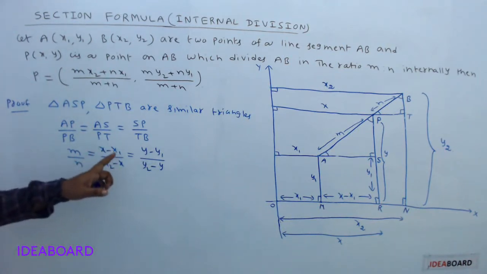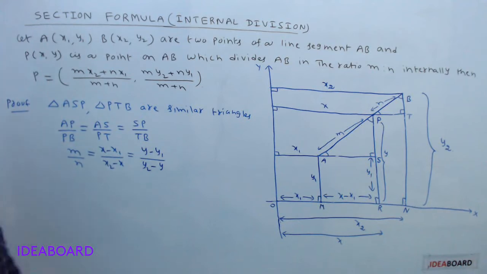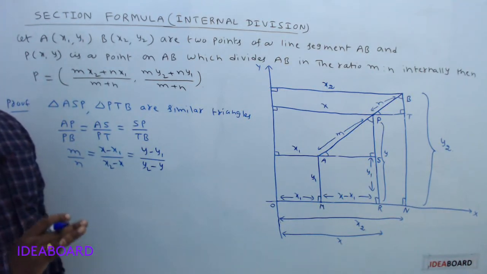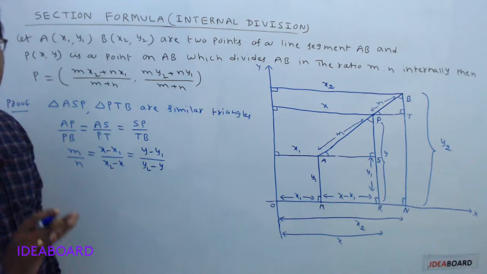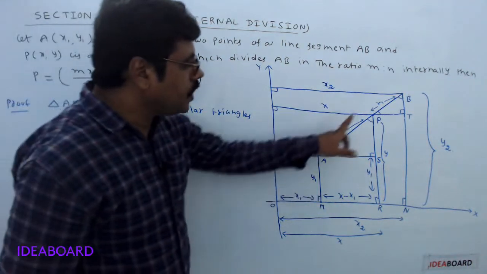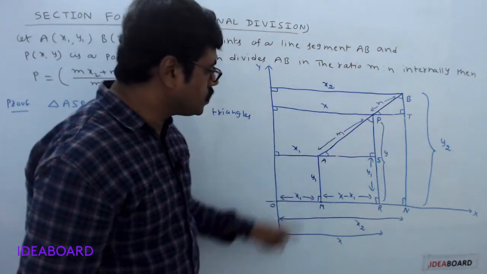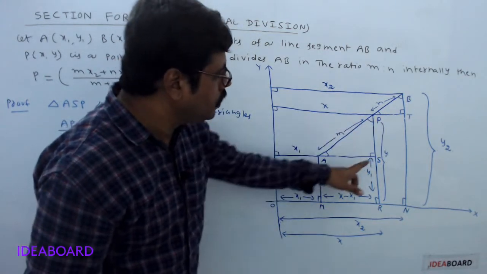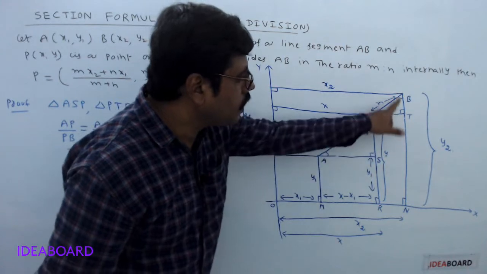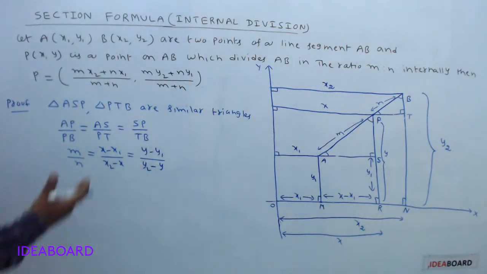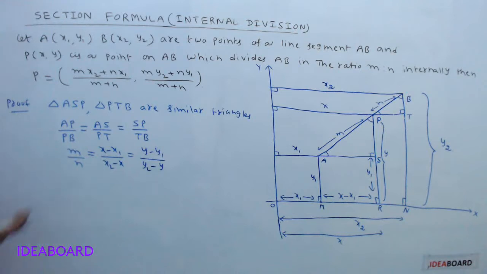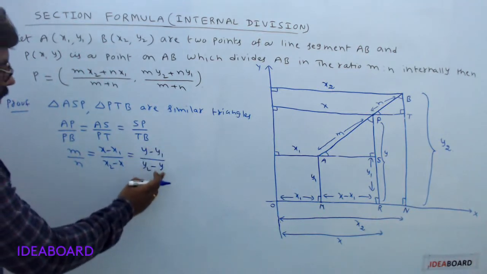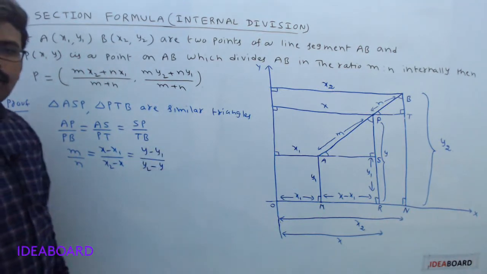So just here you are applying the condition of similar triangles. In similar triangles, corresponding sides are proportional. So AP divided by PB equals AS divided by PT, that equals PS divided by BT. Now substitute the corresponding values. We are getting m by n is equal to x minus x1 by x2 minus x equal to y minus y1 by y2 minus y.